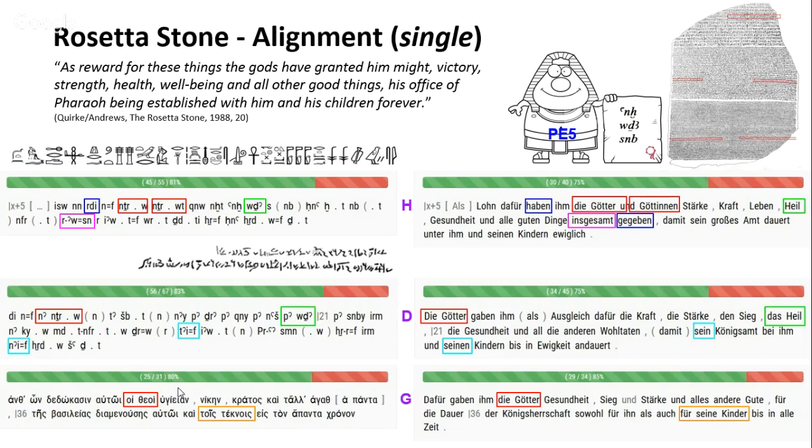The Memphis Decree was aligned in 2 ways within our project. Each of the 3 written languages of the decree has been edited individually with the Ugarit Eye Aligner. One example is on this slide: line 5 of the hieroglyphic text, its translation into Demotic, lines 20 till 22, and its Greek counterpart.